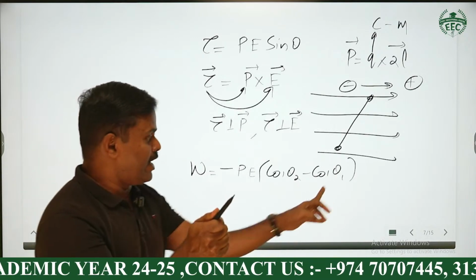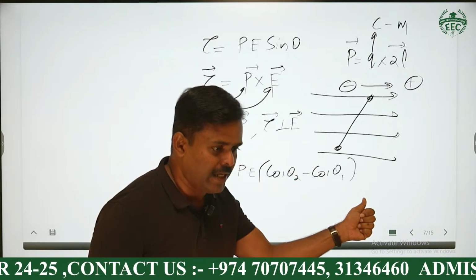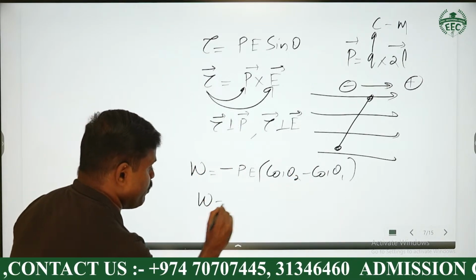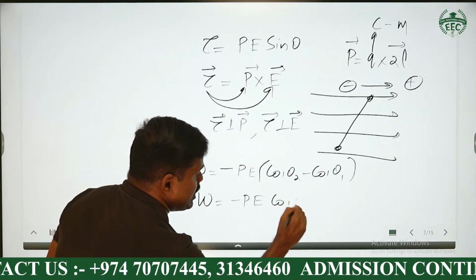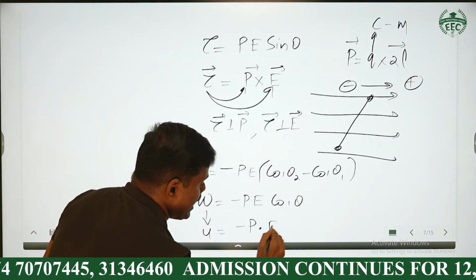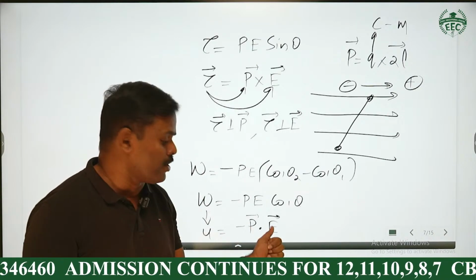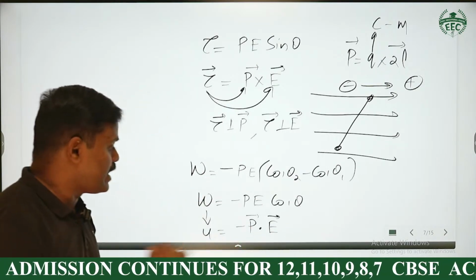When you put theta 1 as 90, because 90 is the reference, then tell me, W will be what? Minus PE cos theta. This is called potential energy. So potential energy is minus P dot E, because AB cos theta is A dot B.